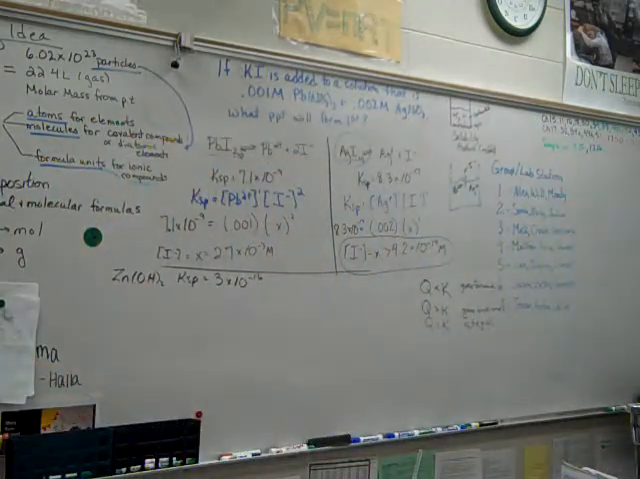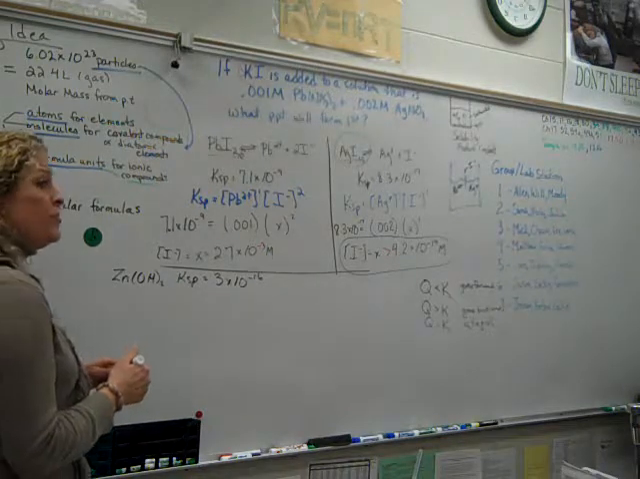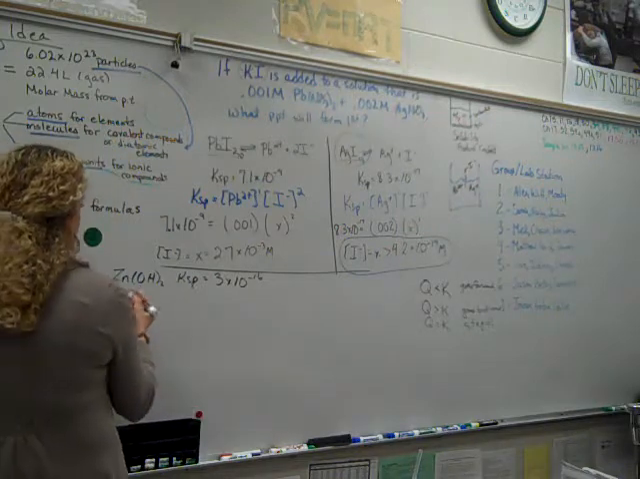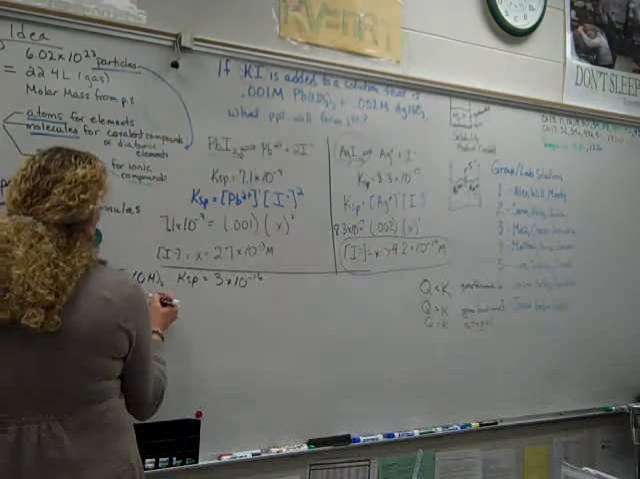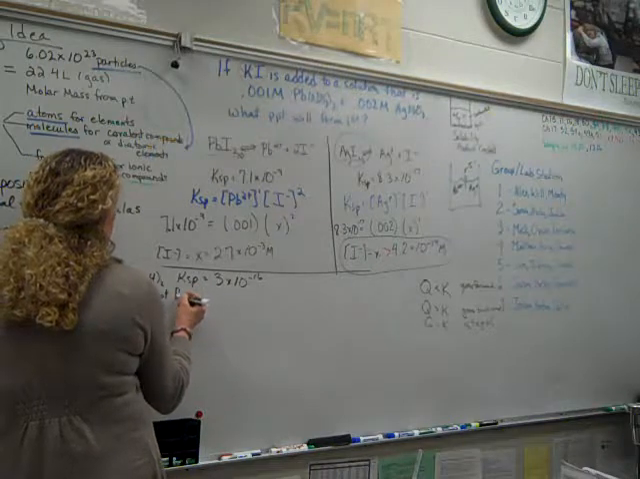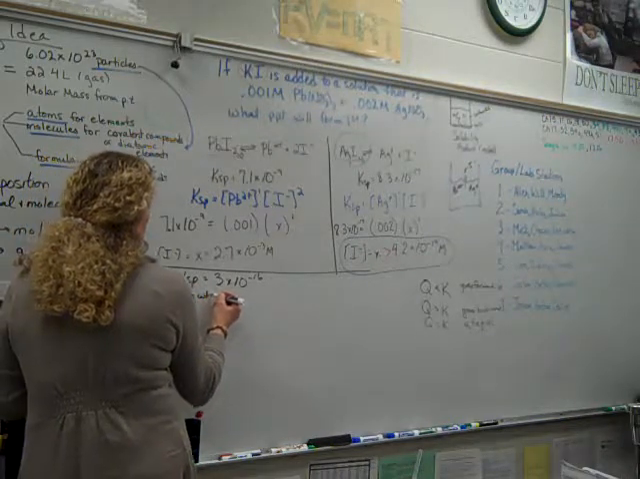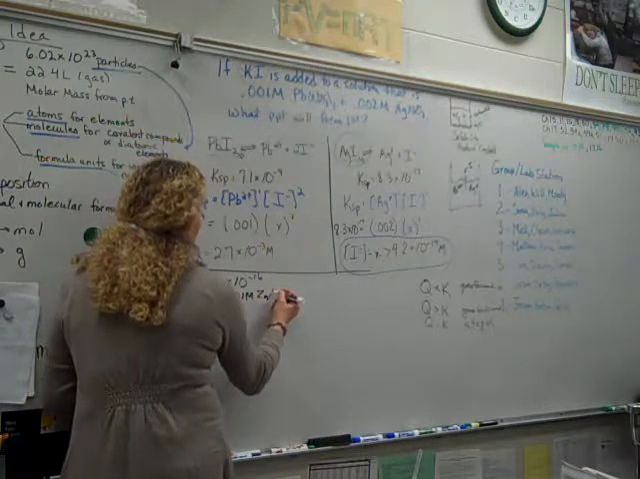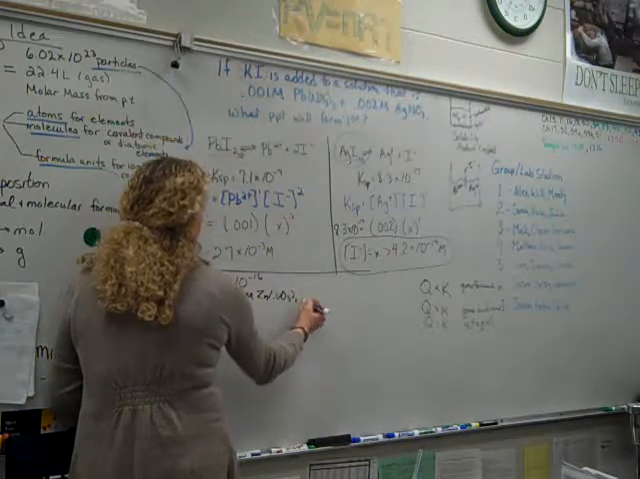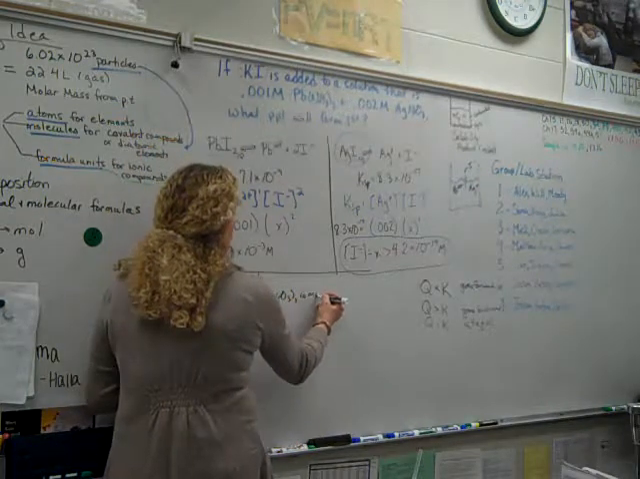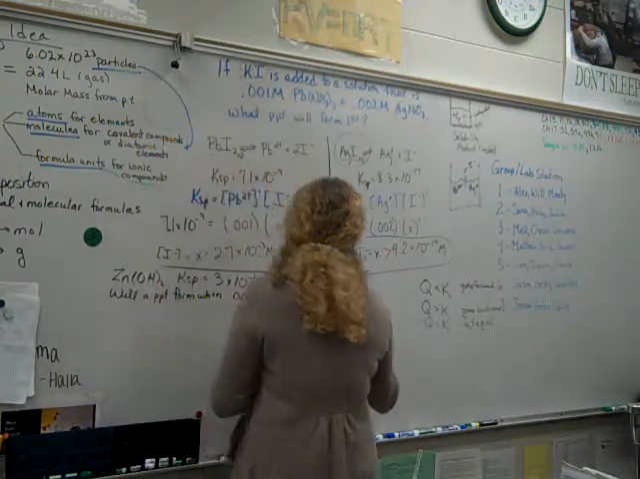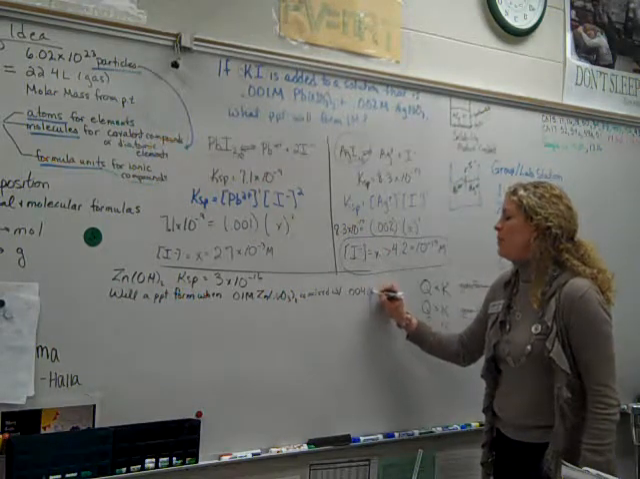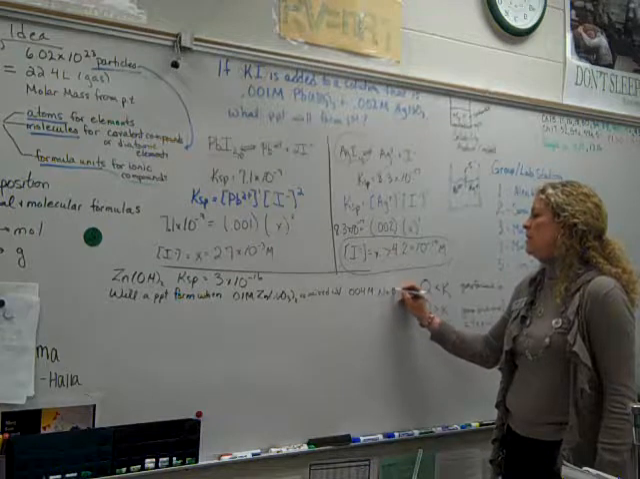Okay, so remember, there was a type of question that I think you had Thursday night for WebAssign and maybe also Friday night, and it said this. Will a precipitate form when 0.01 molar zinc nitrate is mixed with 0.004 molar sodium hydroxide?